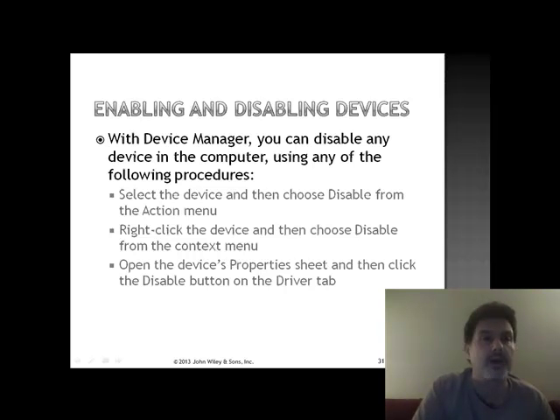Alright, now enabling and disabling drivers, I can do this in the device manager as well. I can disable any device in the computer using any of the following procedures. I can either select the device and then choose disable from the action menu, right click the device and choose disable from the context menu, or open the property sheet and then click the disable button on the Driver tab. You will find that in the Windows world there's usually three ways to do anything in the operating system, and disabling devices is certainly not an exception to the rule.